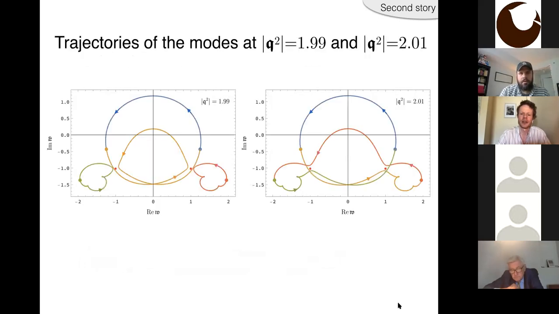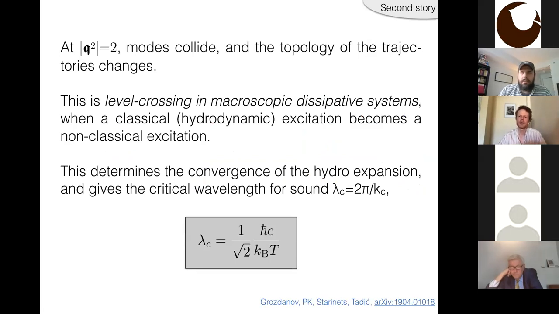So if you look at the trajectories of how the modes move in the complex frequency plane, these are the two trajectories when the wave vector is equal to 1.99 and when the wave vector is equal to 2.01. Okay, so you see there's a change in topology, right? So where I have this little star here is where a collision would happen when the wave vector is exactly equal to 2. So when it is equal to 2, the modes collide and the topology changes. So what you're looking at here is level crossing, but it's not level crossing in simple quantum mechanical examples. It's level crossing in macroscopic dissipative systems, when a classical excitation becomes a non-classical excitation. And so this is what determines this level crossing, and the disappearance of a classical excitation into a non-classical excitation at complex wave vector is what determines the convergence of the expansion and what gives you the critical wavelengths for sound.